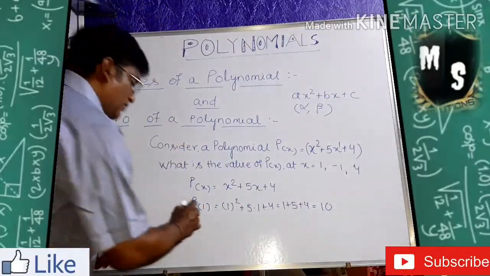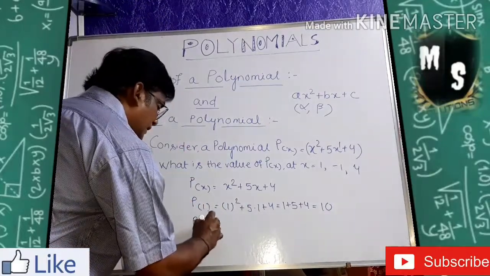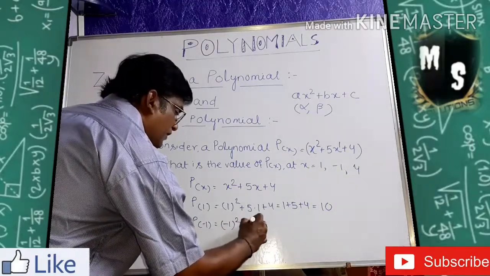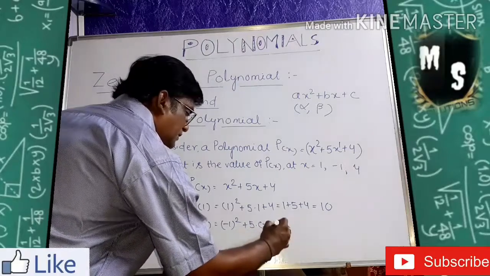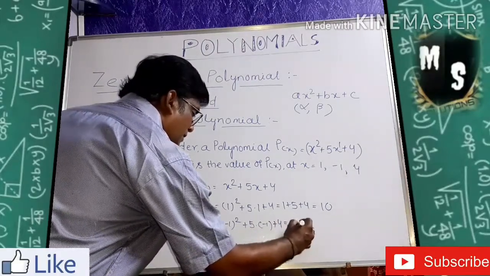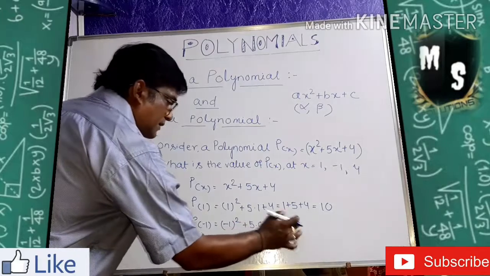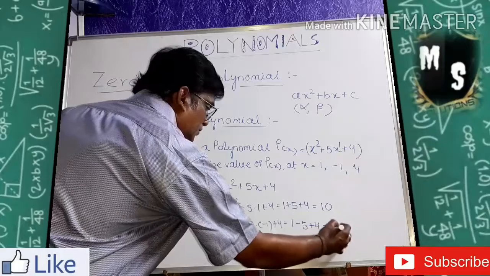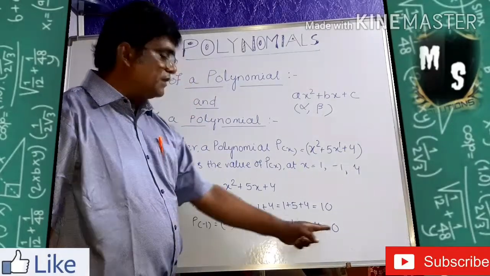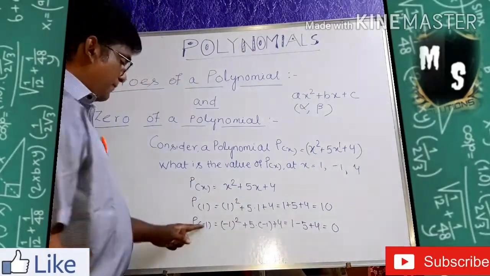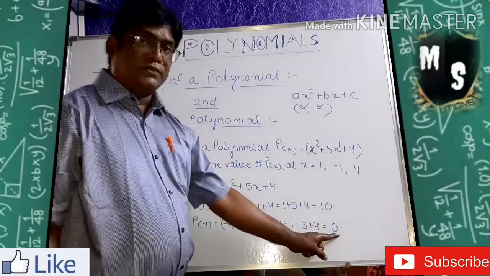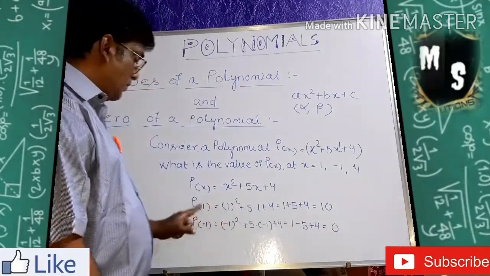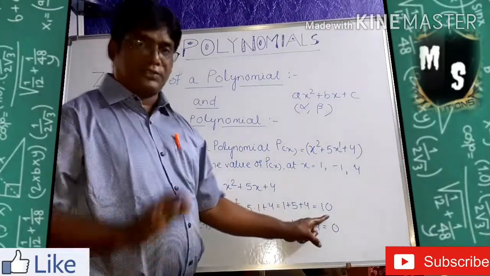Next, put x equal to minus 1. So now minus 1 square, that is 1, plus 5 into minus 1 plus 4. What is coming? 1 plus 5 into minus 1, that is minus 5, then plus 4, that is equal to 0. Why? 4 plus 1 is 5, 5 minus 5 is 0. So when I put minus 1, I got 0. So minus 1 is one solution and 0 is the other solution. Here 1 is one solution and 10 is the other solution.